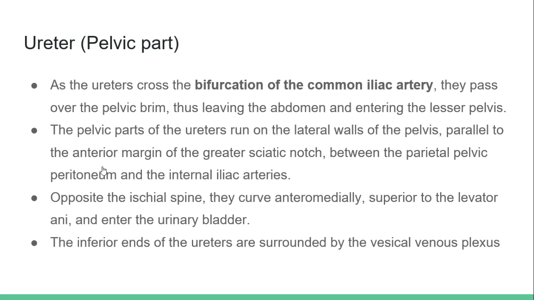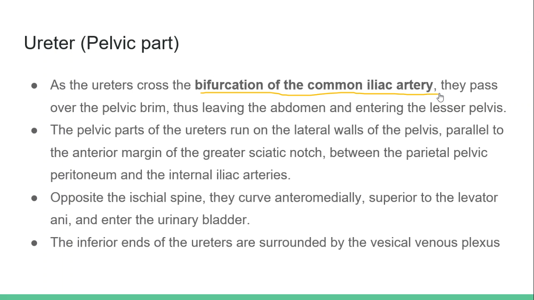So we shall look at now the ureter pelvic part. As the ureter crosses the bifurcation of the common iliac artery, these are the keywords we look out for in the marking, they pass over the pelvic brim, thus leaving the abdomen and entering the lesser pelvis. The pelvic part of the ureters run on the lateral walls of the pelvis, parallel to the anterior margins of the greater sciatic notch between the parietal pelvic peritoneum and the internal iliac arteries.